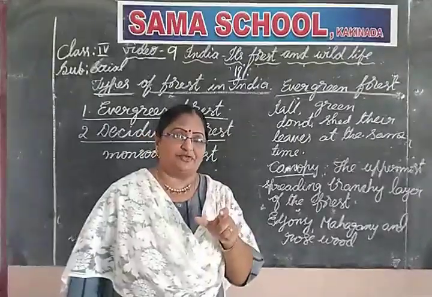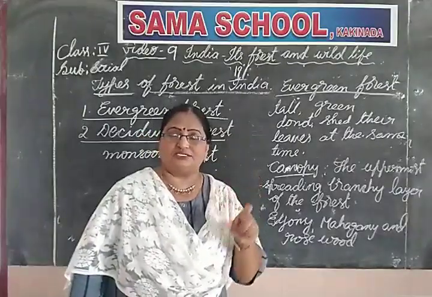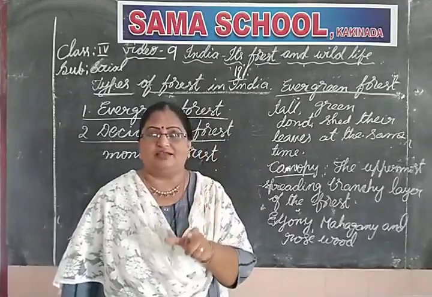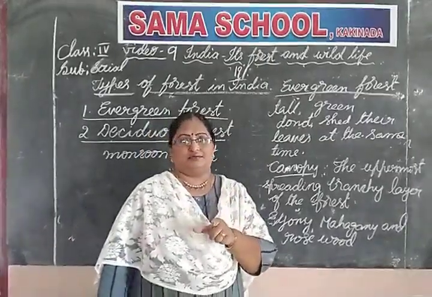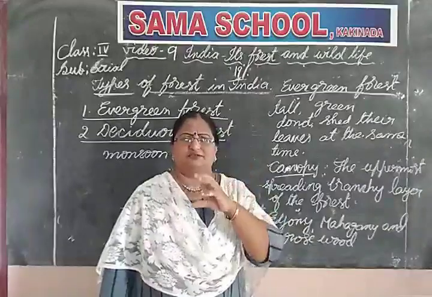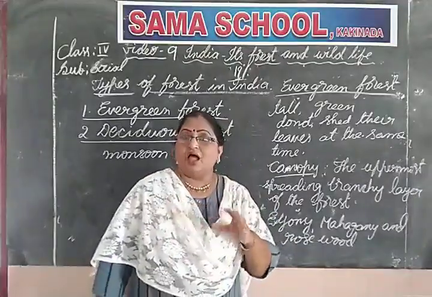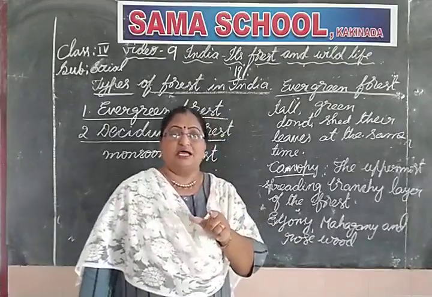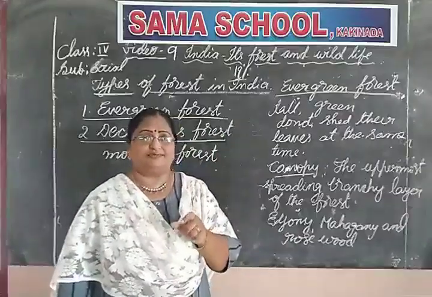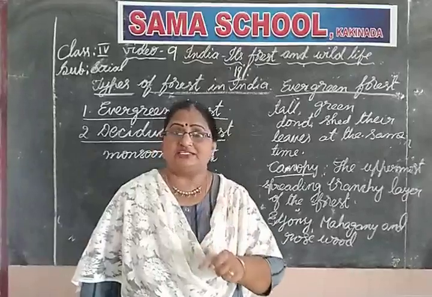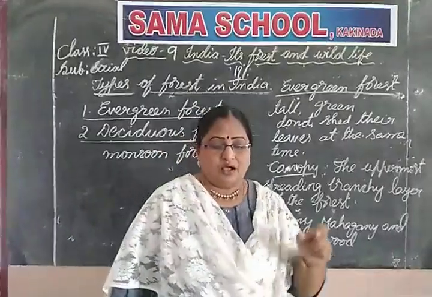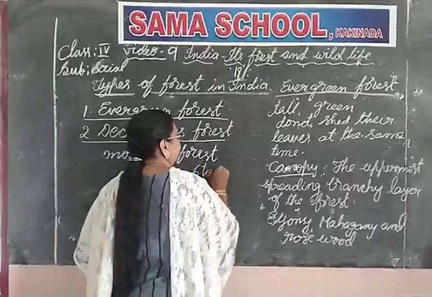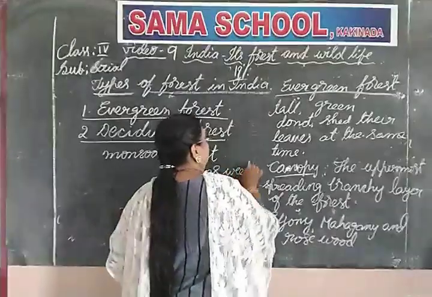You see the difference. In the evergreen forest, the trees shed their leaves throughout the year, some leaves, not at the same time. But in the deciduous forest, the trees shed their leaves only in the dry season, about 6 to 8 weeks. 6 to 8 weeks continuously they shed their leaves.